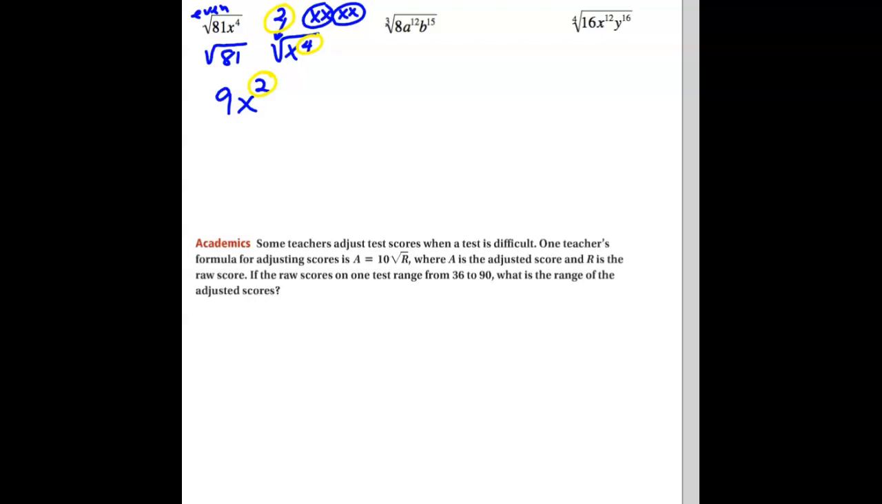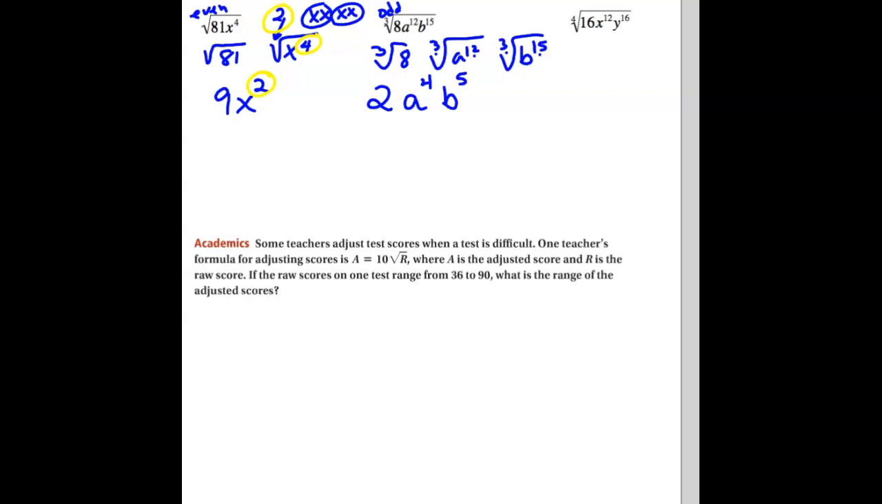Our next one is a cube root. It's an odd root. We never have to worry about absolute value with odd roots. So we need the cube root of 8, the cube root of a to the 12th, and the cube root of b to the 15th. The cube root of 8 is 2. For our a's, we have 12 of them. We want groups of 3. We can make 4 full groups. For the b's, we have 15. We're trying to put them in groups of 3. 15 divided by 3 is 5. Okay, no absolute value needed because it was an odd root.